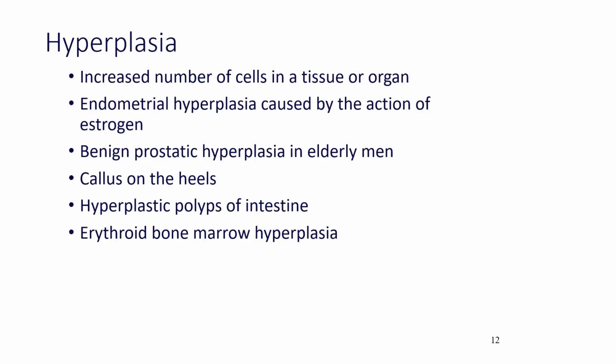A callus on the heels. So if you walk around without shoes for a while, you're going to get a callus on your heels. So that is an example of hyperplasia. Hyperplastic polyps of the intestine. Erythroid bone marrow hyperplasia. So all of those are different examples of hyperplasia, but hyperplasia in general is the increase in number of the cells in a tissue or organ.